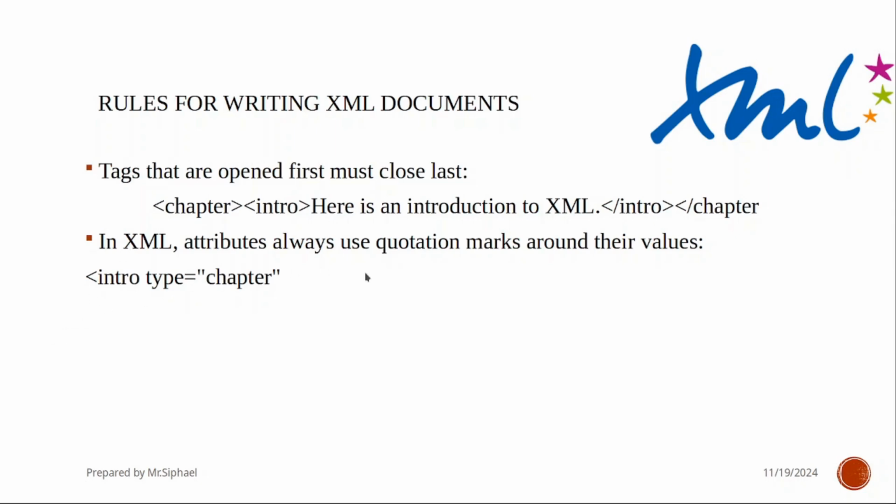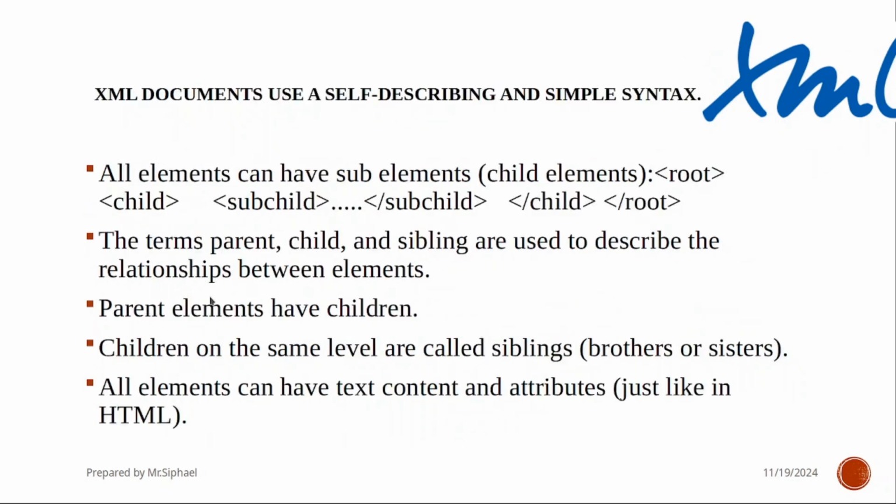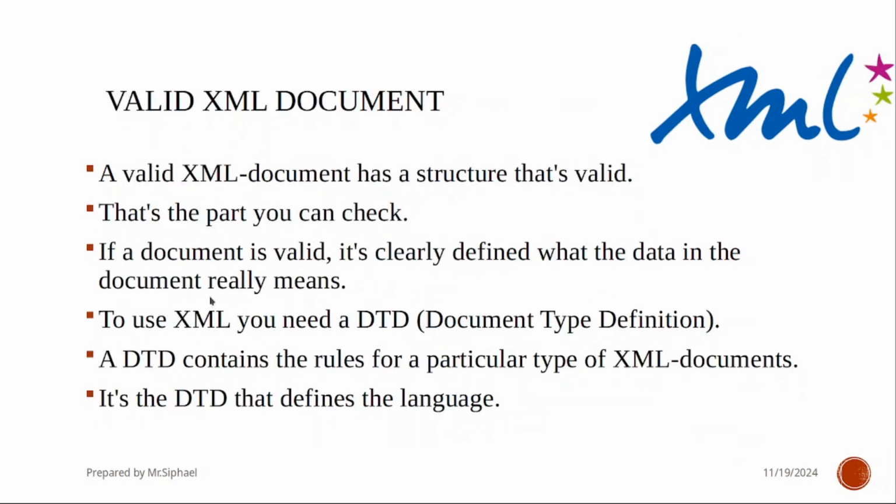So in XML attributes, always use quotation marks around the values, like see right here. So we have the intro, the type is chapter. So this type, the attribute, is written in quotes. Like I said, the valid XML document has a structure that's well known. So if it's valid, it means it's well formed.